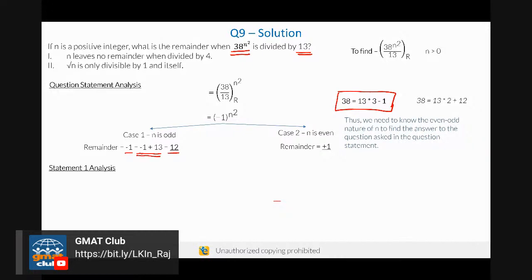Okay, so let's analyze statement 1 now. Statement 1 says that n leaves no remainder when divided by 4. So this means n is equal to 4k, which means n is even. And if n is even, we know case 2 remainder is a definitive plus 1. So statement 1 definitely is sufficient.